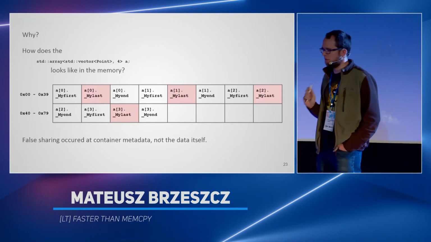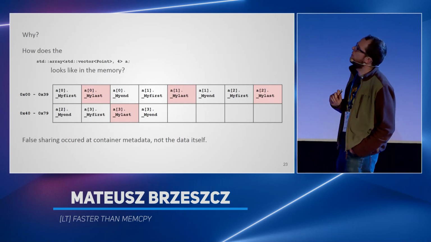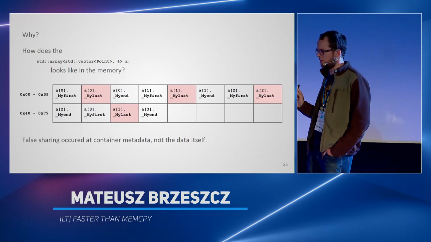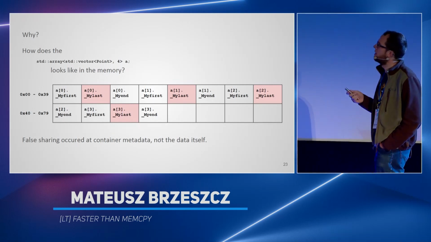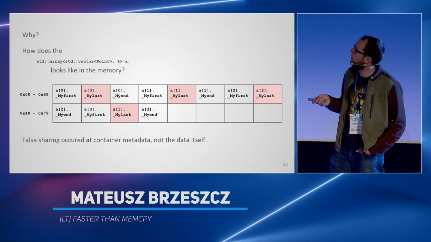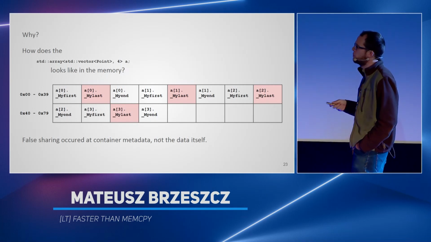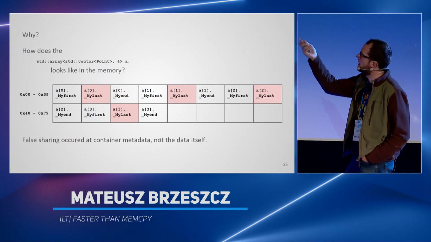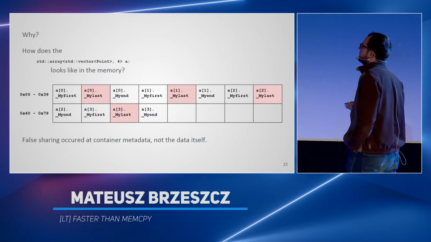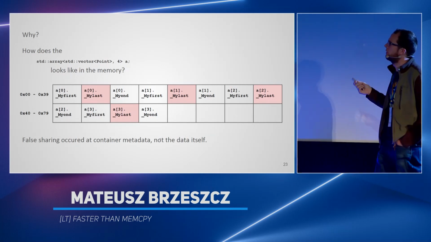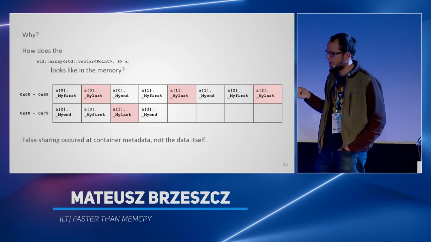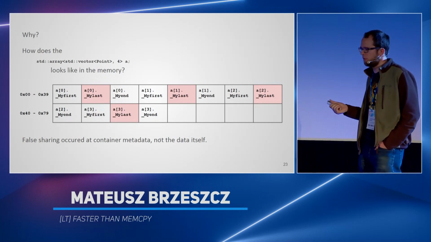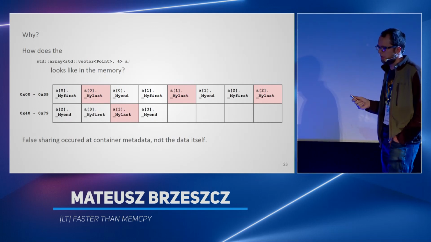Let's see what the array of vectors looks like. The data may be separate, but we have false sharing on the metadata. Every time we push back to a vector, we need to update the last field here. And if this code is run on 4 threads, then clearly there must be at least 3 threads that are contesting a single cache line.